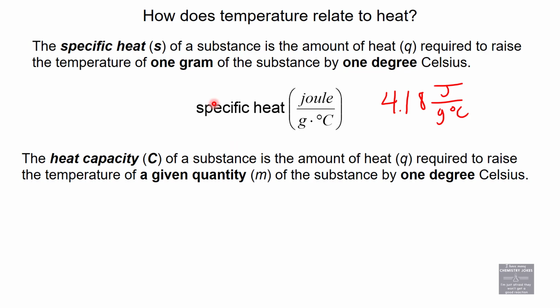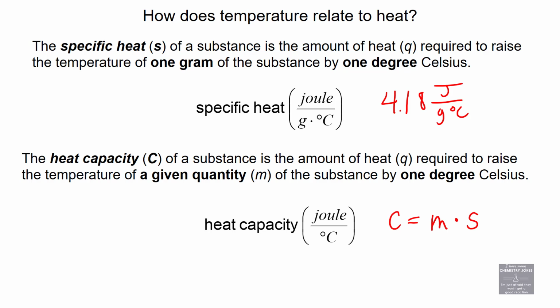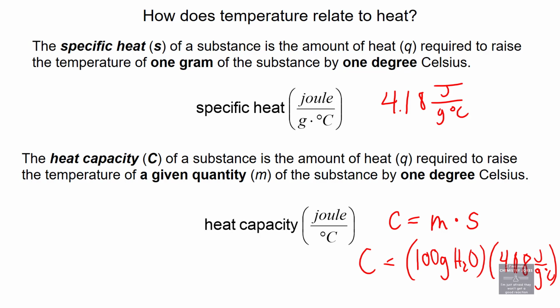Heat capacity takes specific heat one step further and says it's how much heat is required to raise any given amount by 1 degree Celsius. So heat capacity is joules per degree Celsius only, because heat capacity can be thought of as the mass of some substance times the specific heat. So if you have 100 grams of water, multiply it by its specific heat, that's 4.18. The heat capacity of 100 grams of water is 418 joules per degree Celsius. It takes 418 joules to raise 100 grams of water by 1 degree Celsius.